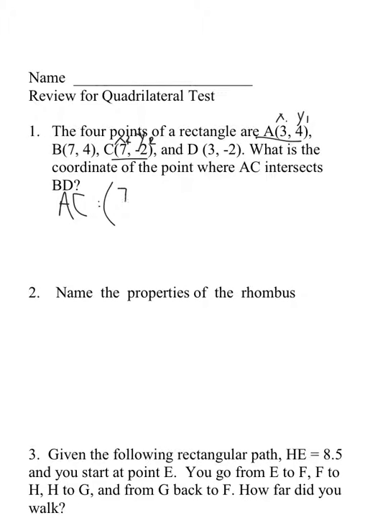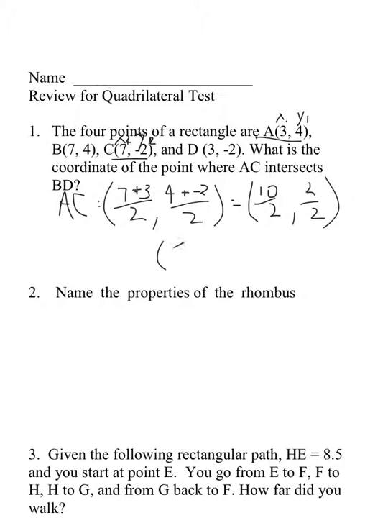Anyway, so you're going to get 7 plus 3 over 2 for the x's, and you're going to get 4 plus -2 over 2. Right? 7 plus 3 is 10. 4 plus -2 is 2. And that's going to give you (5, 1).